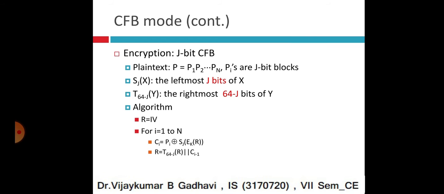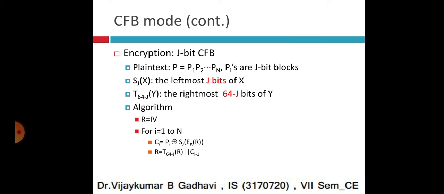In CFB mode, we continue with the last topic, encryption J bit CFB. Here plain text P is equal to P1 to Pn, where Pi are J bit blocks. Here blocks are identified as bits holding some amount of data or information, which is considered as an input for the encryption process.